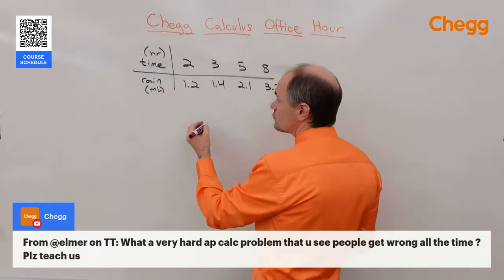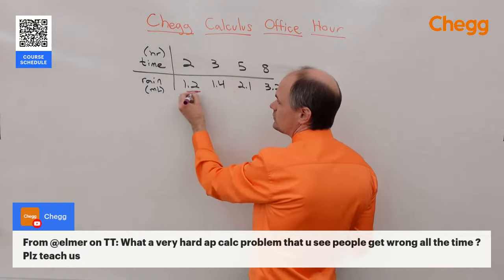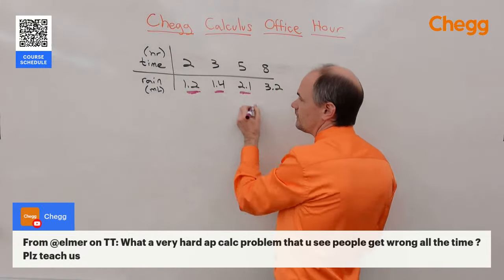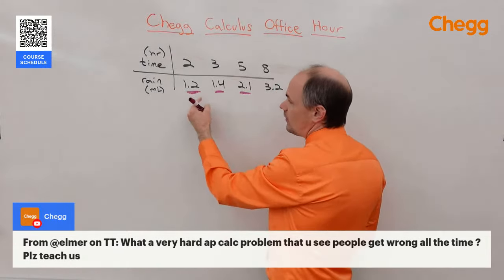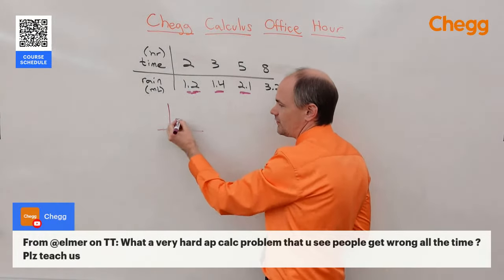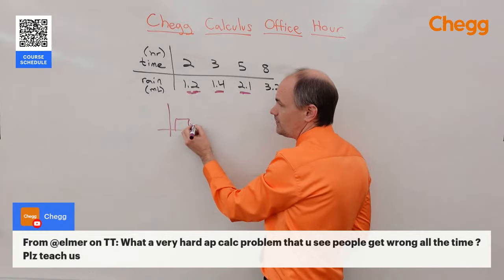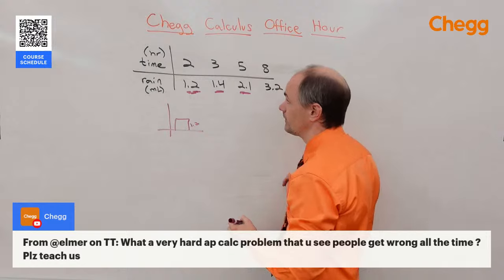So what we're going to do is draw a rectangle. We're going to use left rectangles, so we're going to use these left side values, and we're going to call this the height of the rectangle. If I were to graph this, we would have a rectangle. The height of this first rectangle would be 1.2.